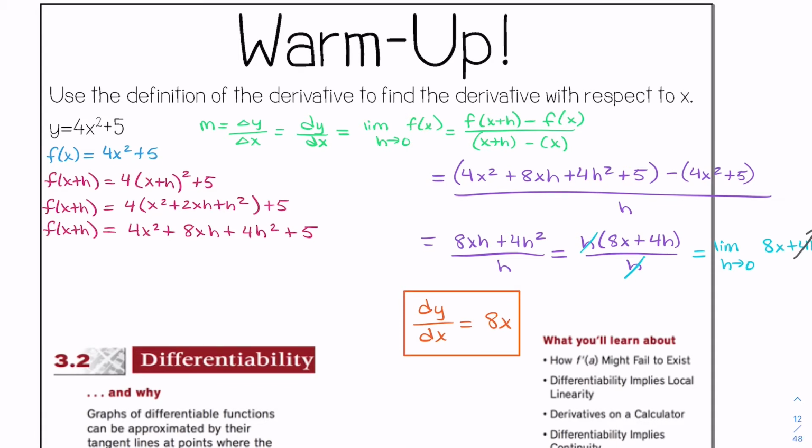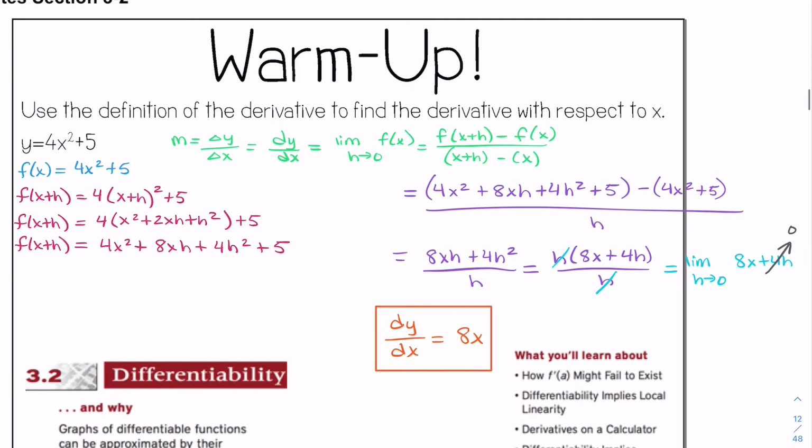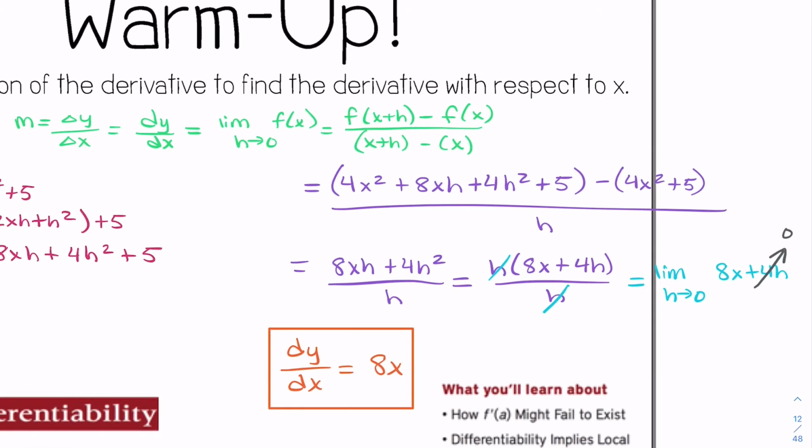That was pretty easy. This one is a little bit more complicated. Evaluate x plus h. So I get x squared plus 2xh plus h squared. I distribute the 4. I get 4x squared, 8xh, and then 4h squared. Don't forget your plus 5 that follows along. Then I actually evaluate it in the definition of a derivative.